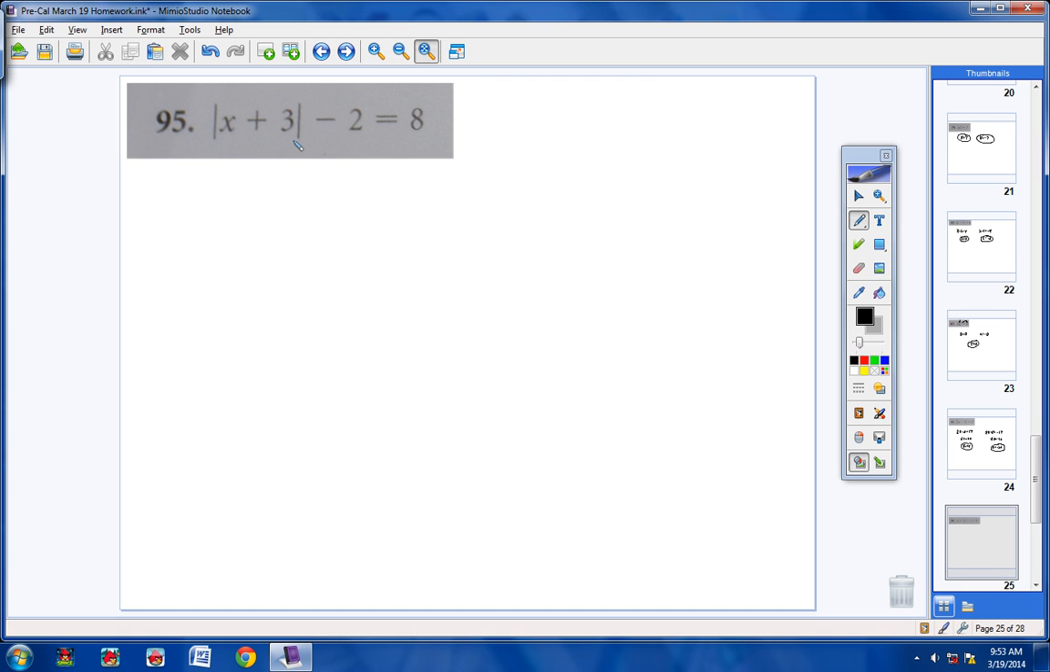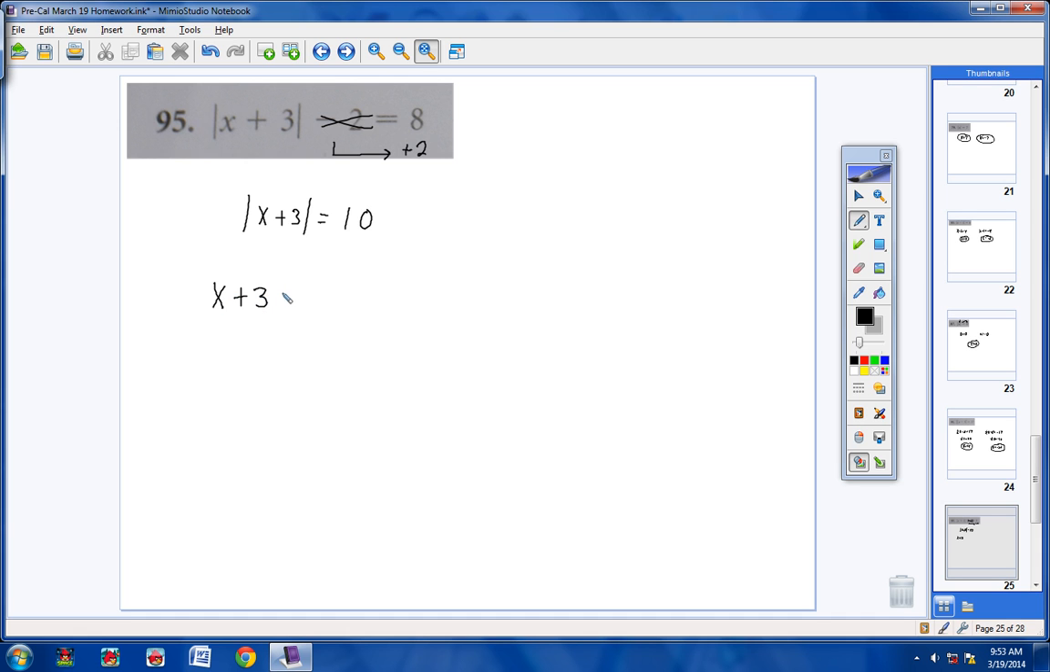Once again, it's an absolute value equation, so you must isolate the absolute value. In this problem, the absolute value is not isolated, so we bring the 2 over and we make it a positive 2. The 2 is now gone. So we're left with the absolute value of x plus 3 equals 10. 8 plus 2 is 10. Now, is the absolute value isolated? Yes, it is. So you're ready to write your two equations.